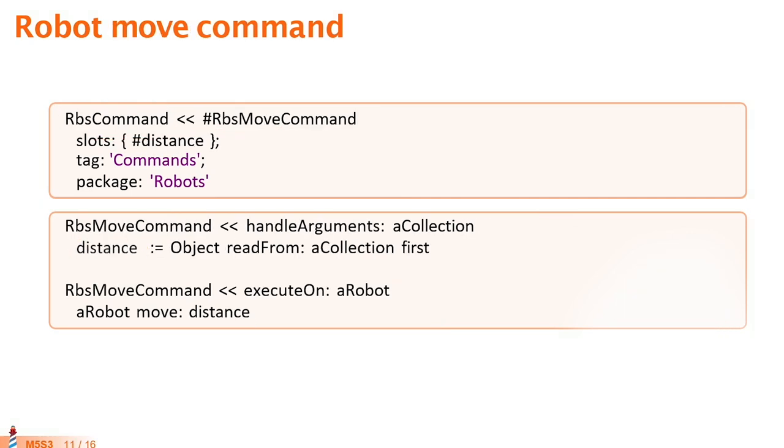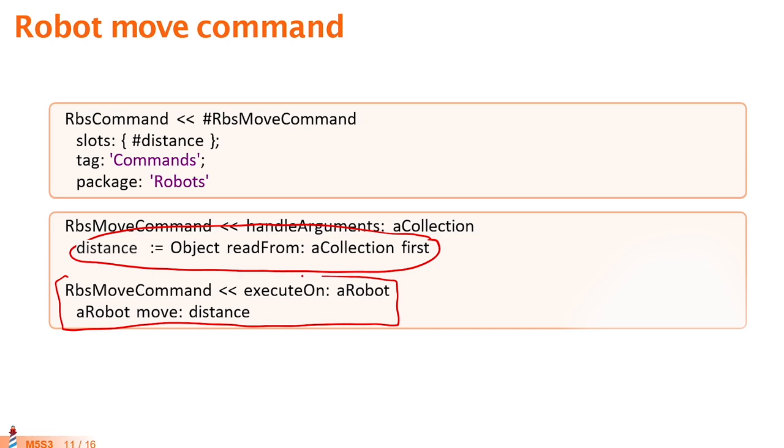For the move, we have exactly the same. In this case, we are going to get the argument direction from the arguments and we are going to extract it. In this case, the commands are simple and just have one argument, but this same architecture, this same solution, can be used to extract more complex arguments from the collection of orders. And then exactly the same, when we are executing the action on the robot, we are going to delegate the correct action to the robot.